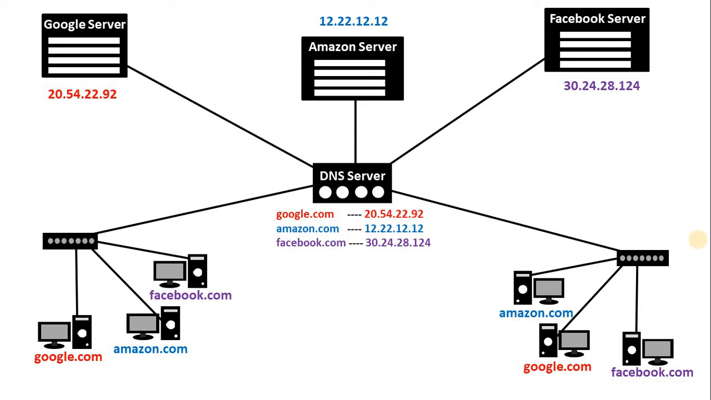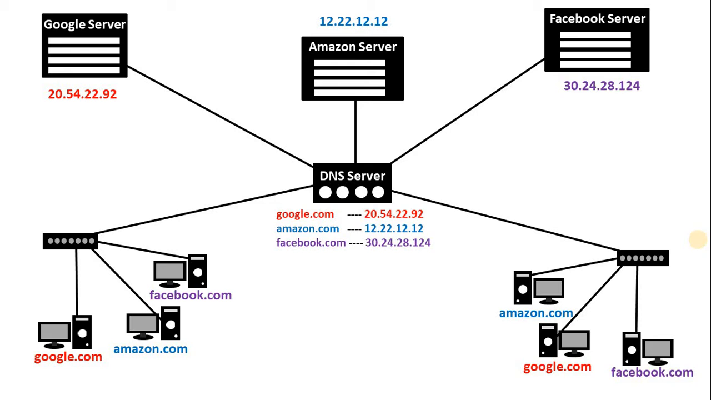When a client system, which you can observe at the left and right corner, tries to access facebook.com, amazon.com or google.com, our request first goes to the DNS server. Then the DNS server finds the particular IP address for which we have requested through the domain name. After finding the associated IP address, it responds to the client system with that IP address, so that the client system, after knowing the IP address, can directly communicate with the specific server and access the data.